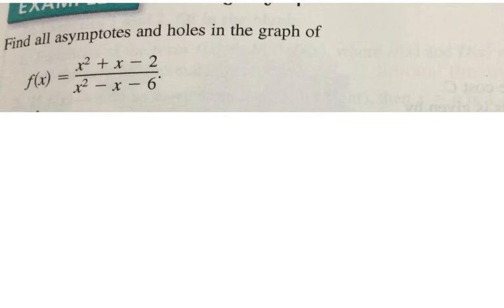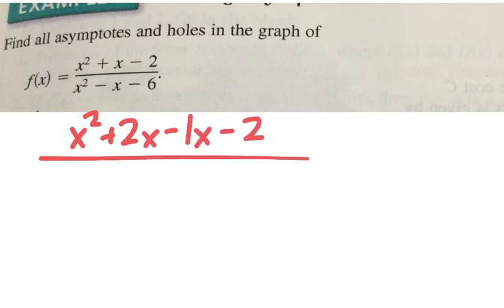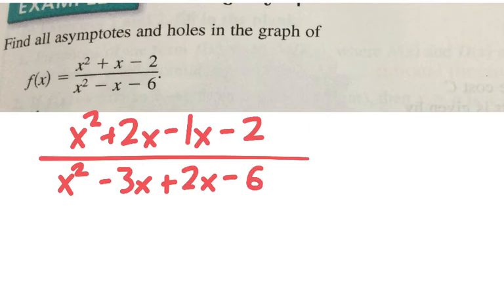So this is a trinomial, so you can do the a times c method to get it into factored form. So in the numerator, what multiplies to be 2 and added or subtracted is 1? That would be positive 2x and negative 1x. And then in the denominator, what multiplies to be 6 and added or subtracted is negative 1? That's going to be negative 3x plus 2x. Any questions about what I've done?